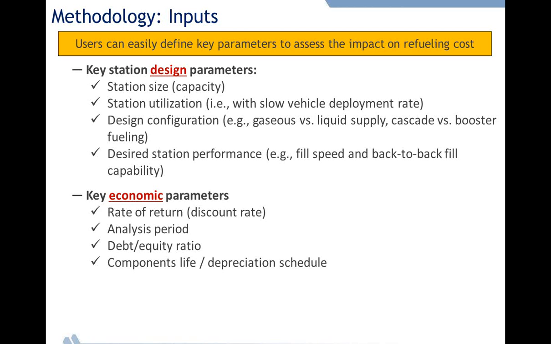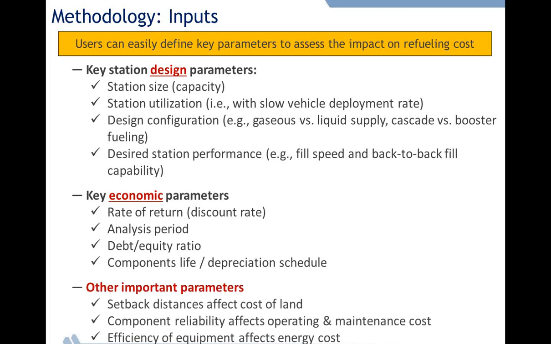Economic parameters, for example, the rate of return, which is also the discount rate that is used in discounted cash flow analysis to determine the present value of future cash flows. The project period, or here it is called the analysis period, whether you are looking at a project that will last 10 years or 15 years, they make a big difference. Debt to equity ratio, component life, depreciation schedule, how often you will replace the component is important.